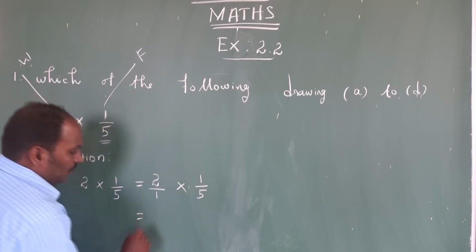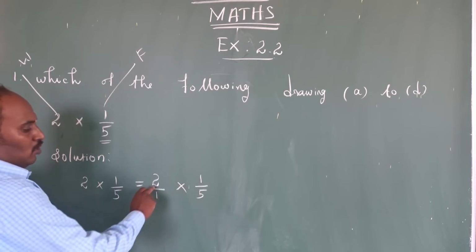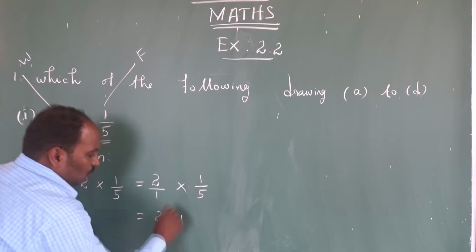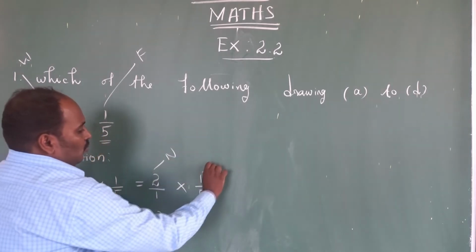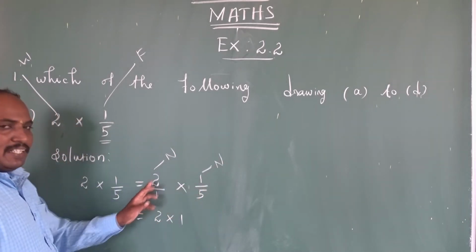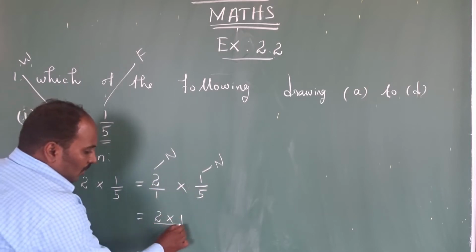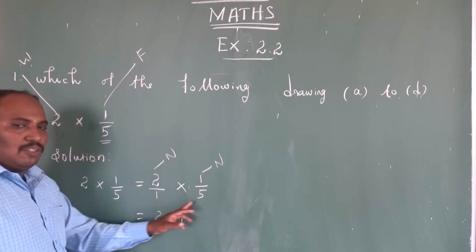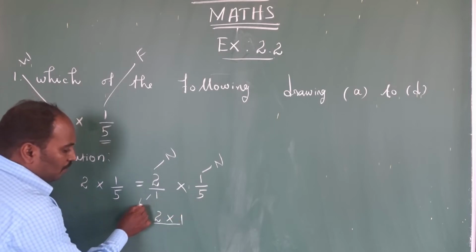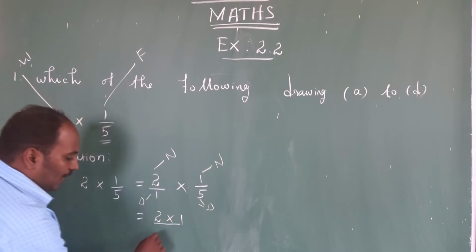Next we multiply the numerators, 2 into 1. First numerator, then second numerator. We multiply numerator into numerator, 2 into 1. Then the denominator part, 1 into 5, denominator into denominator.